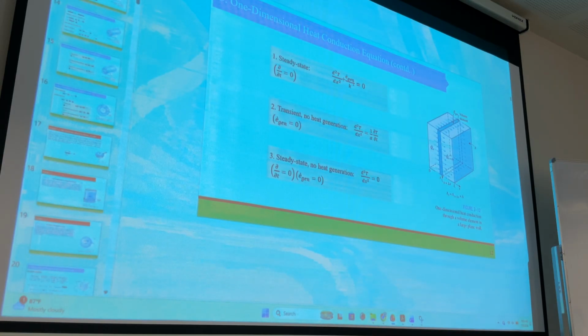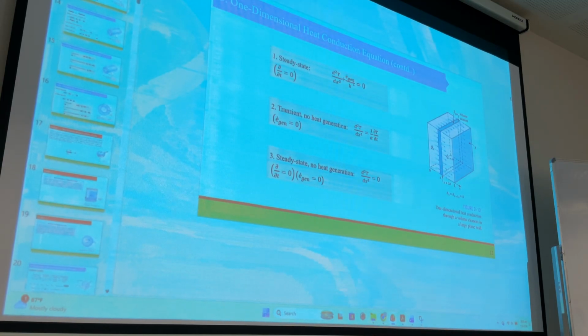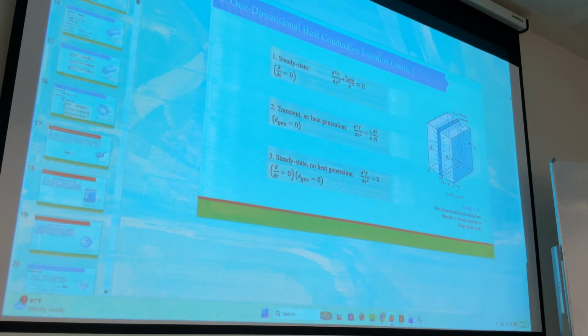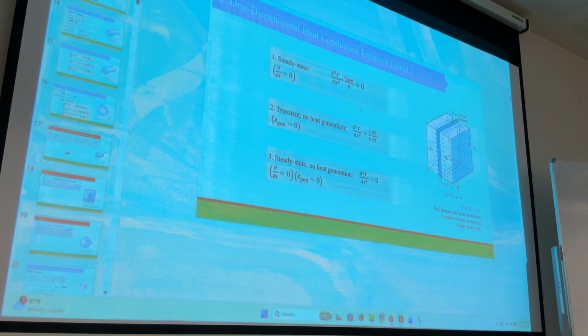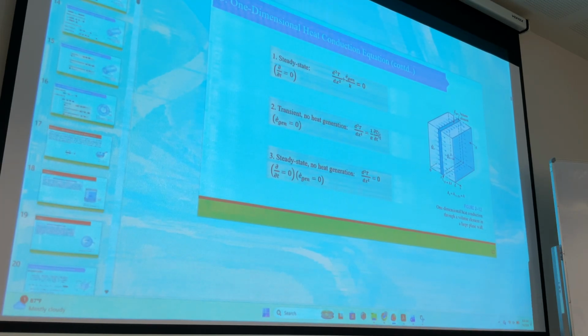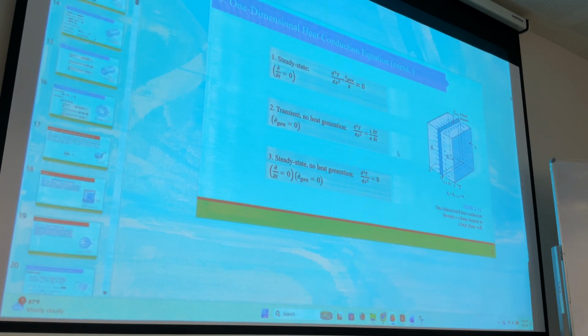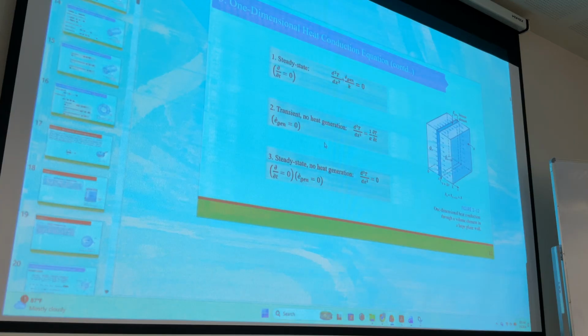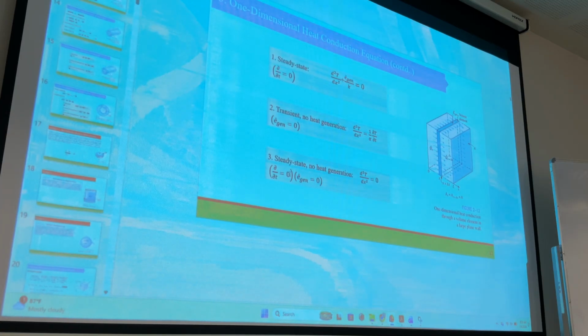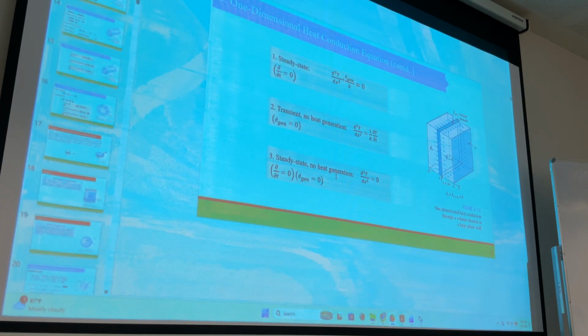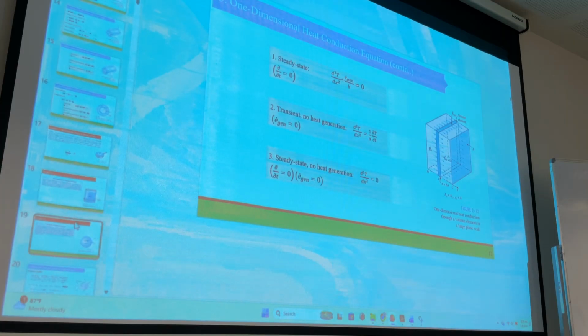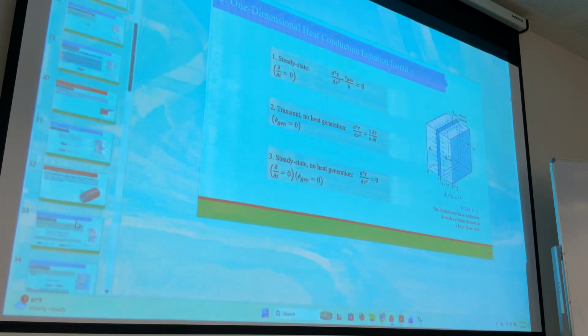Steady state, there is no heat generation mentioned in that iron numerical, so this one, no as well. Again, temperature is not changing with time, so it's not transient, so this one, no as well. This is steady state, no heat generation. So we will use this differential equation for this question.